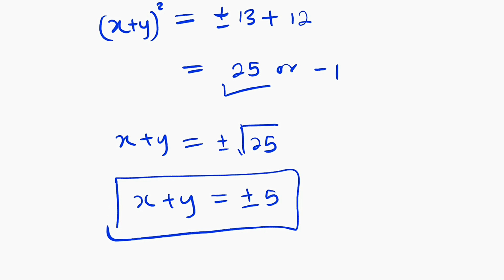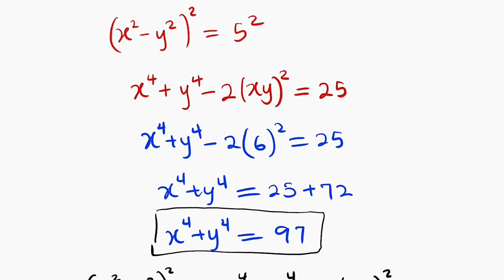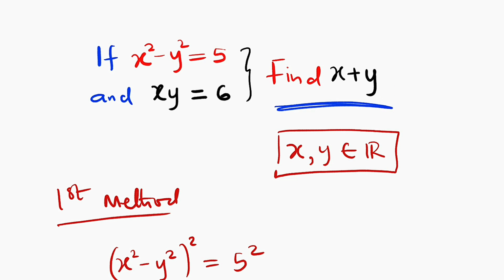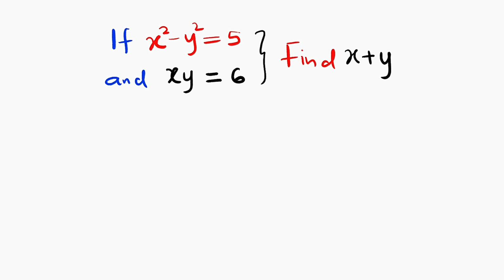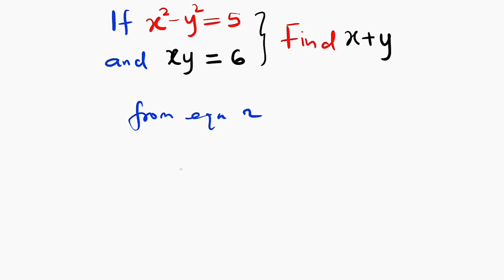Now let us apply the second method. The second method, I want to solve for the values of x and y, then substitute them back into this expression. Okay, the first equation is x squared minus y squared equal to 5, while the second equation is x times y equal to 6. So from the second equation, from equation 2, we can make y the subject, right? Y will be equal to 6 divided by x. So wherever we have y in the first equation, we are going to substitute it with 6 divided by x.